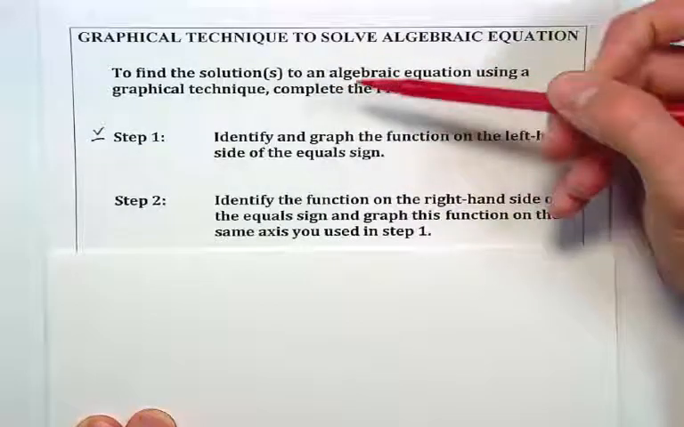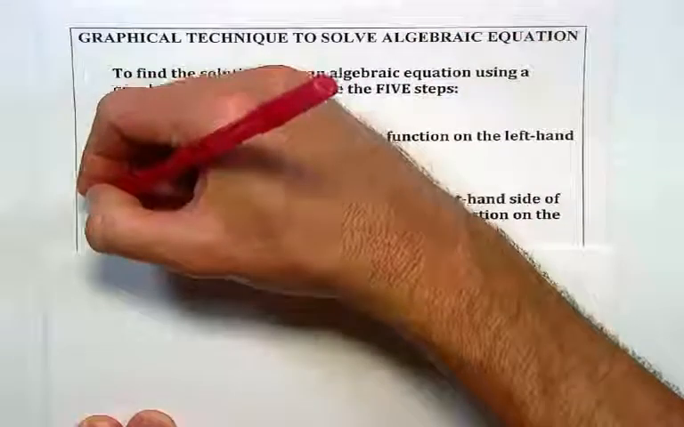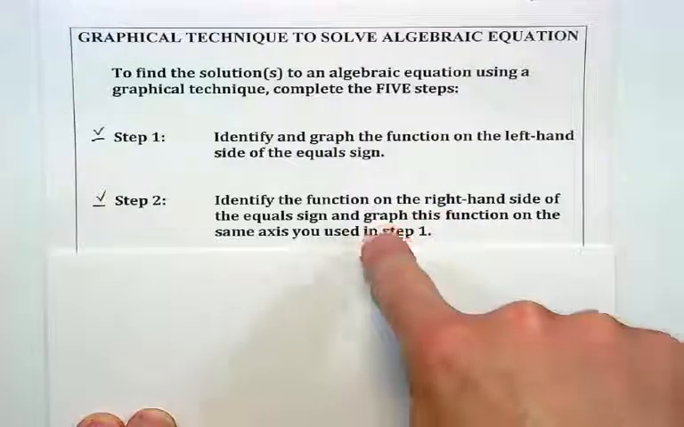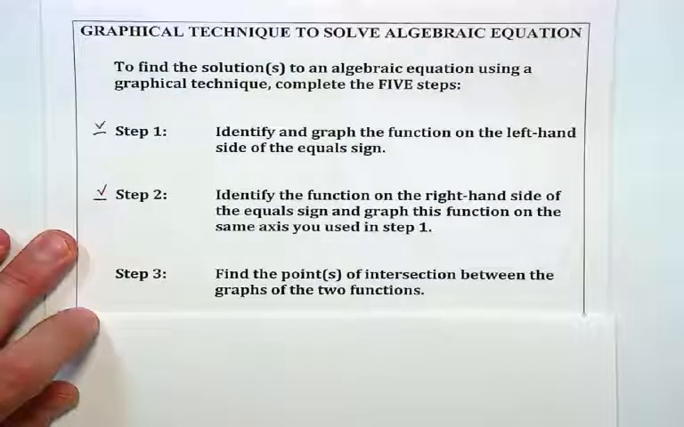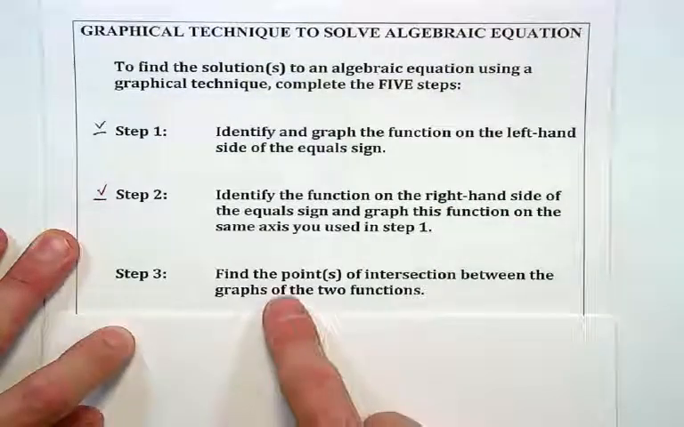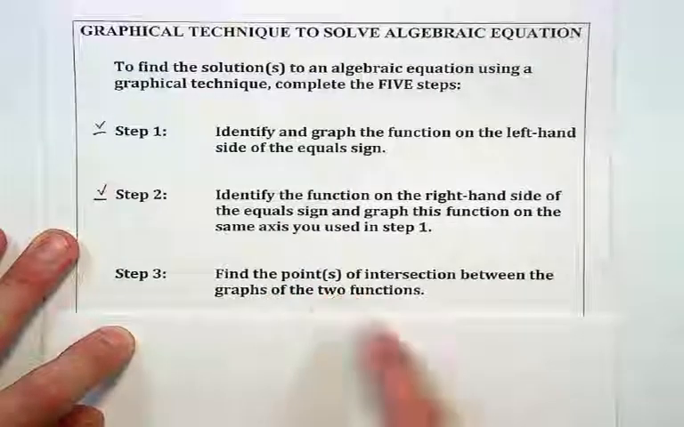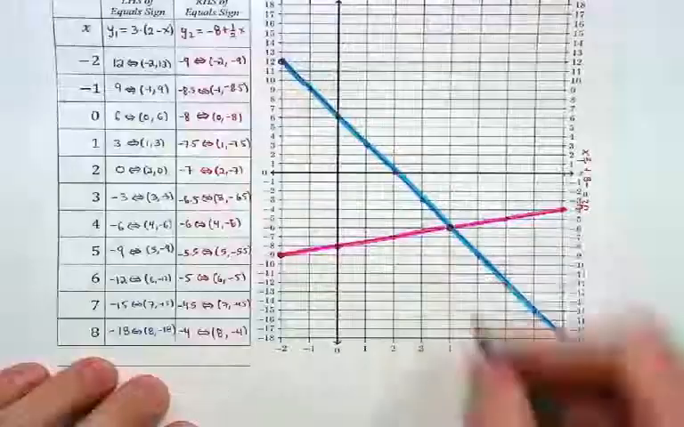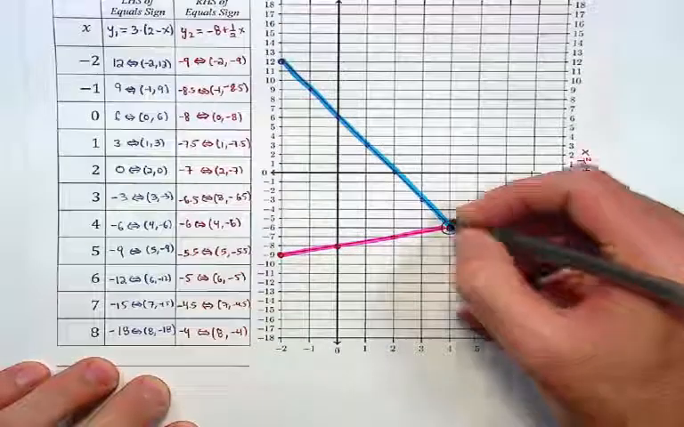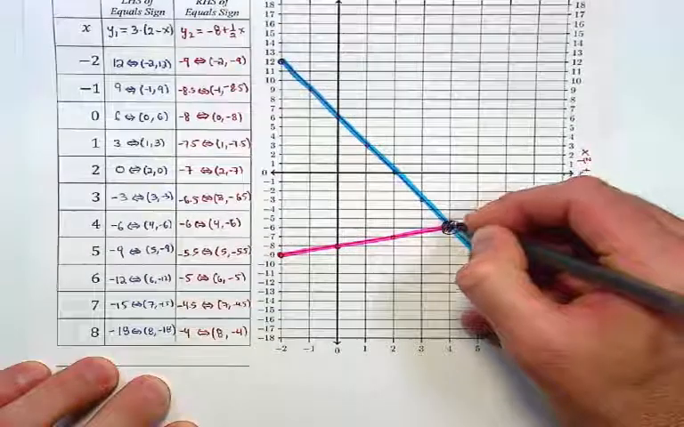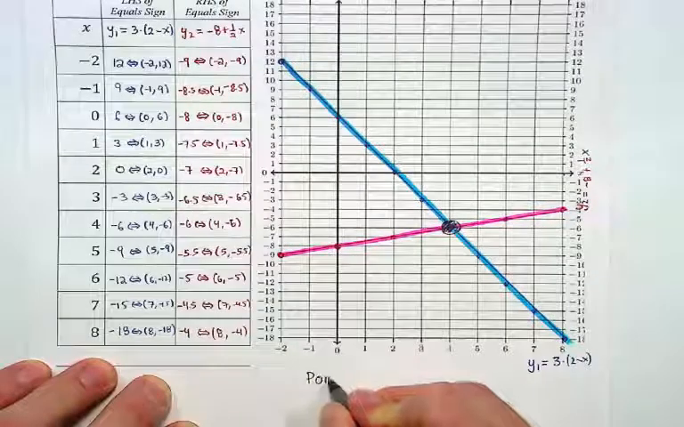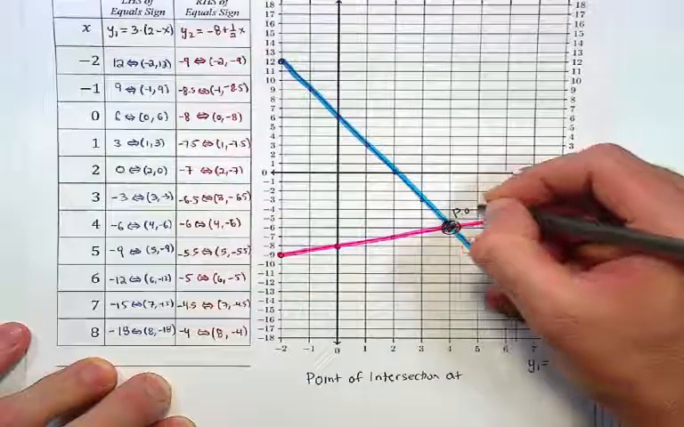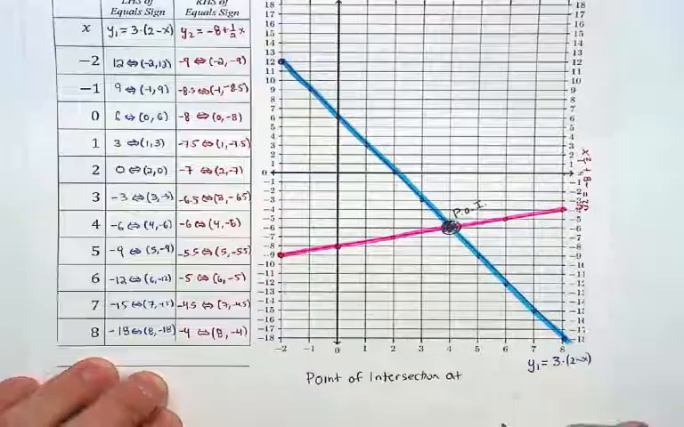Returning to the steps of the graphical technique, we did step 2 in this situation, which was to graph the function on the right-hand side on the same axis. Let's take a look at step 3, which is to find the point or points of intersection between the two graphs. Where does one graph touch the other graph? Looking at the graph, we see right here, this is a really, really special thing. This is called a point of intersection. Some of my previous students used to call this POIs. I'm cool with that. There's the point of intersection.